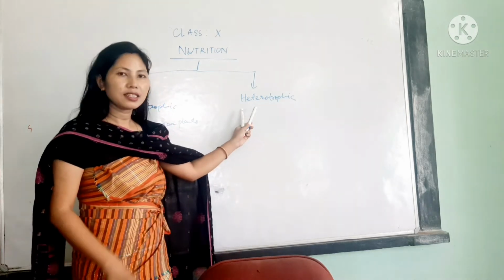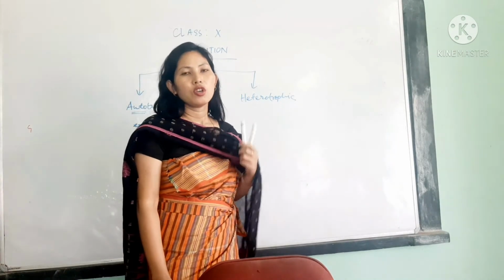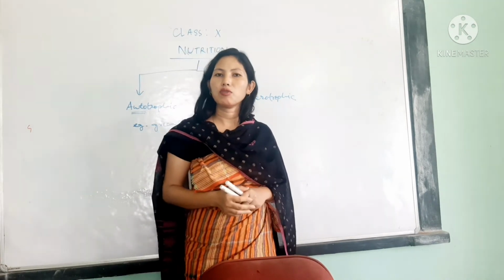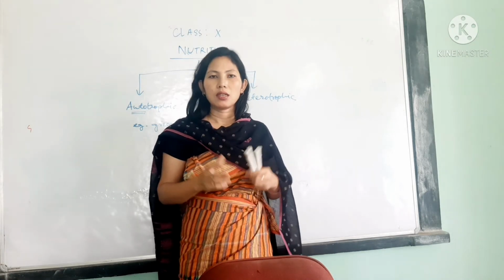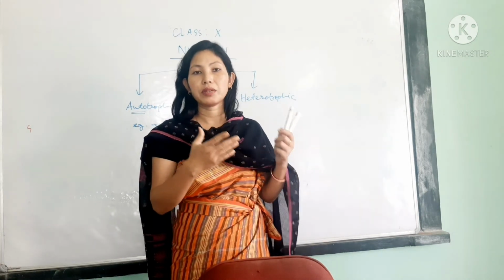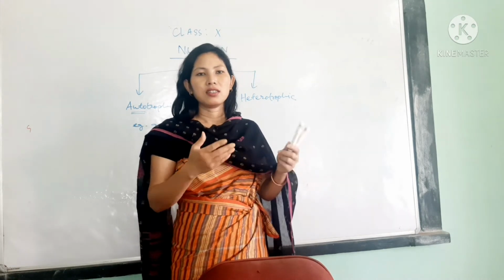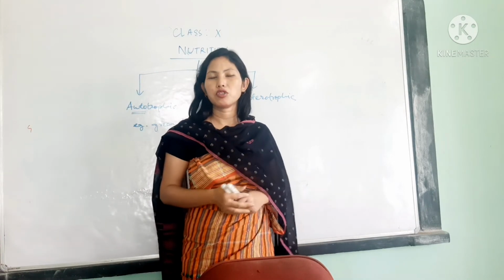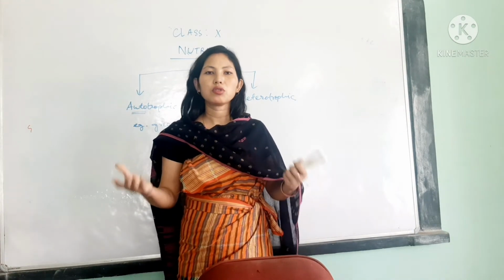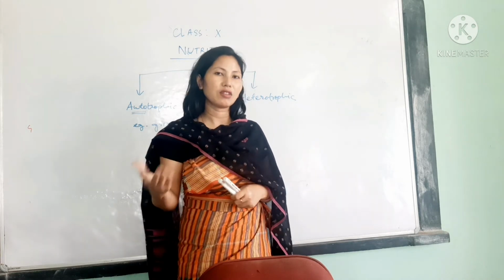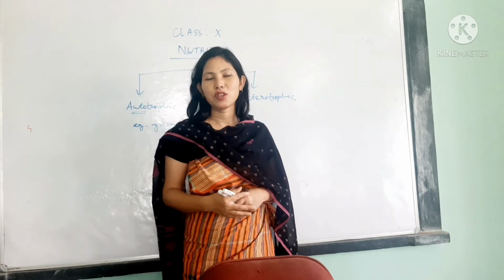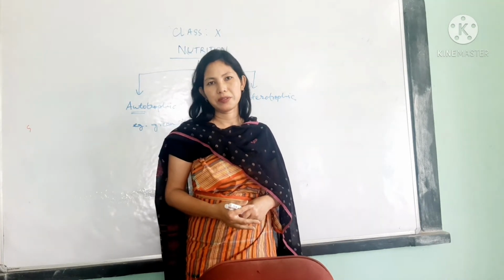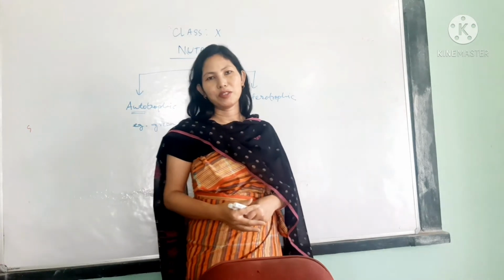Now coming to the second type of nutrition, that is heterotrophic nutrition. The organisms that cannot synthesize their own food are known as heterotrophs. It includes bacteria, fungi, animals, human beings, etc. All these come under the heterotrophic mode of nutrition. Those organisms which cannot photosynthesize or synthesize their own food are heterotrophs. They are directly or indirectly dependent on autotrophs for their nutrition. So that is about heterotrophic nutrition.